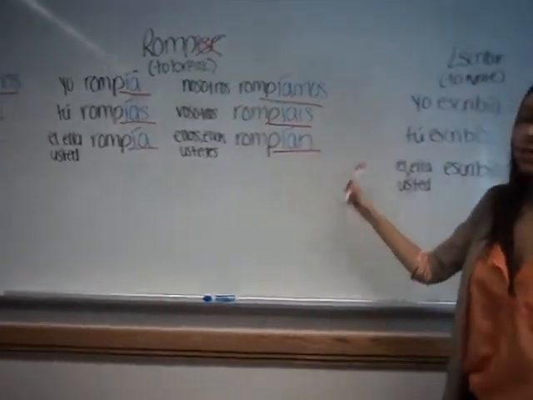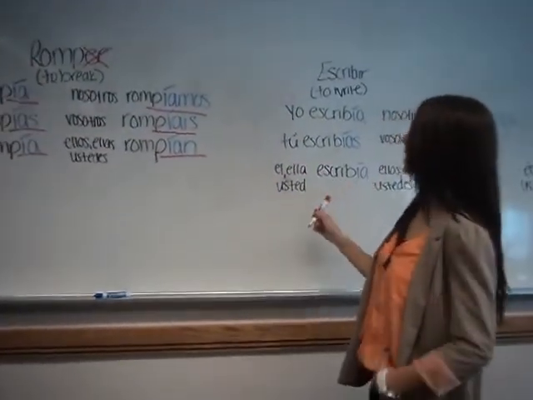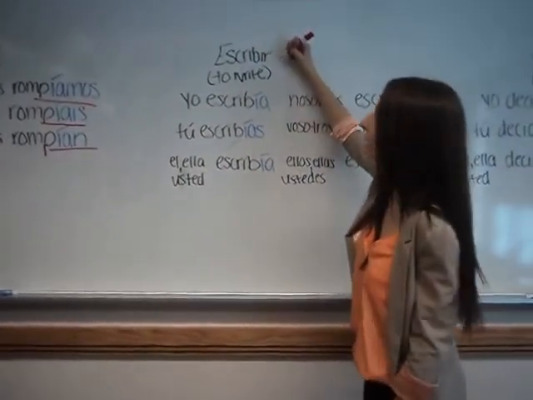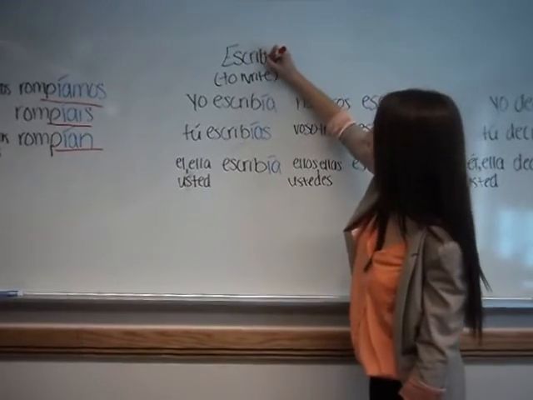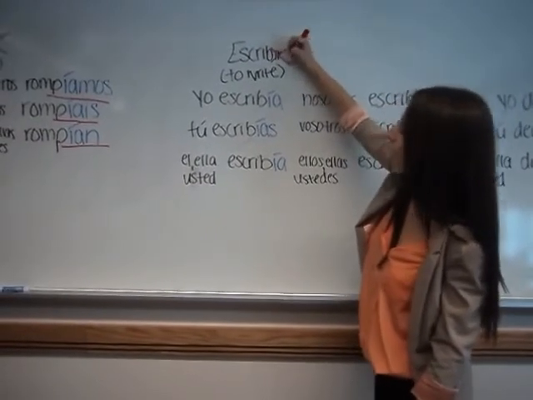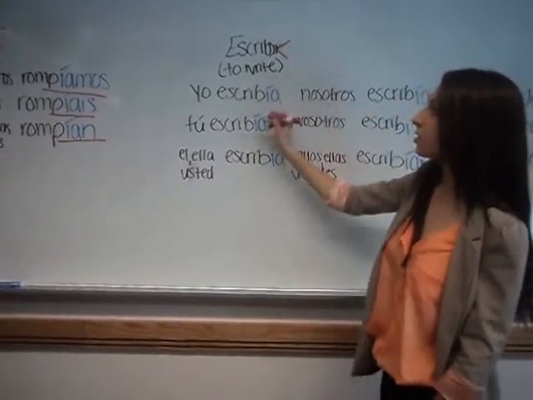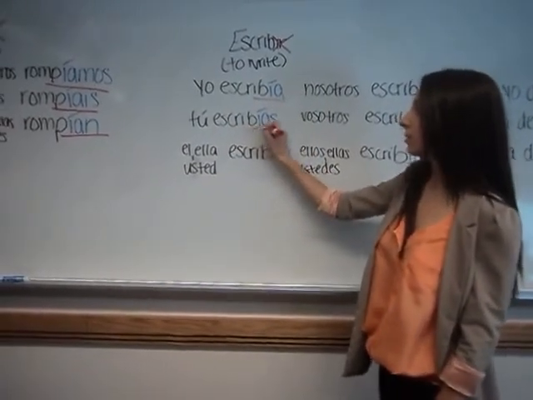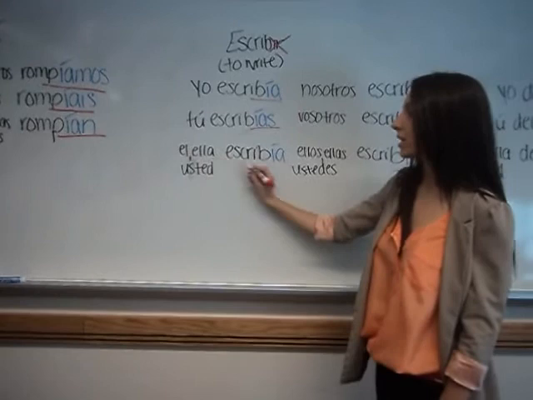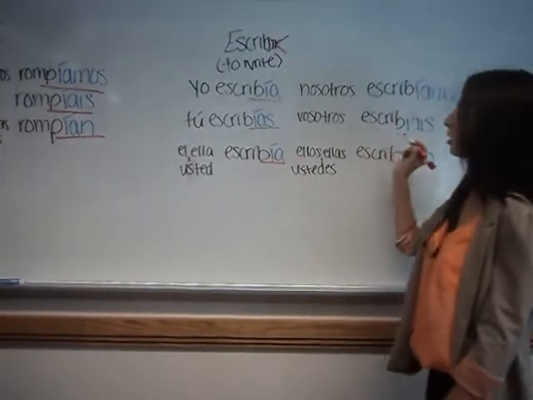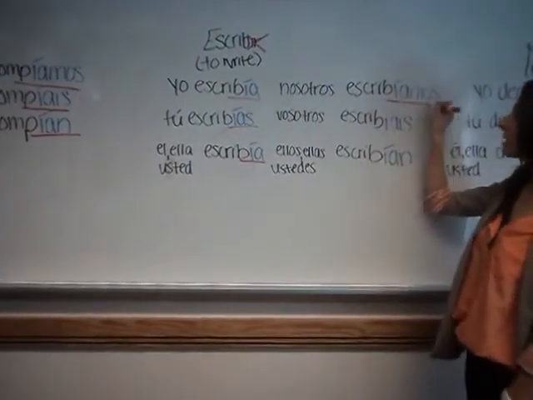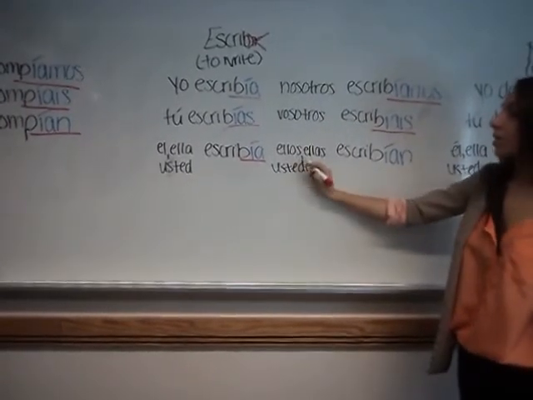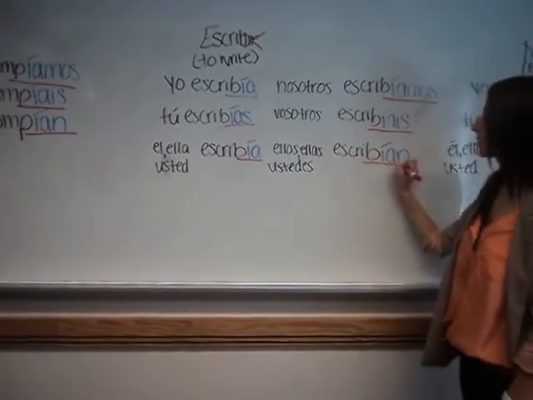Now, like we said, ER and IR verbs are exactly the same, but we'll do some examples. So we have escribir, which means to write. We cross off the IR, and we add our imperfect ending. We have yo escribía, tú escribías, él, ella, usted escribía, nosotros escribíamos, vosotros escribíais, y ellos, ellas, ustedes escribían.